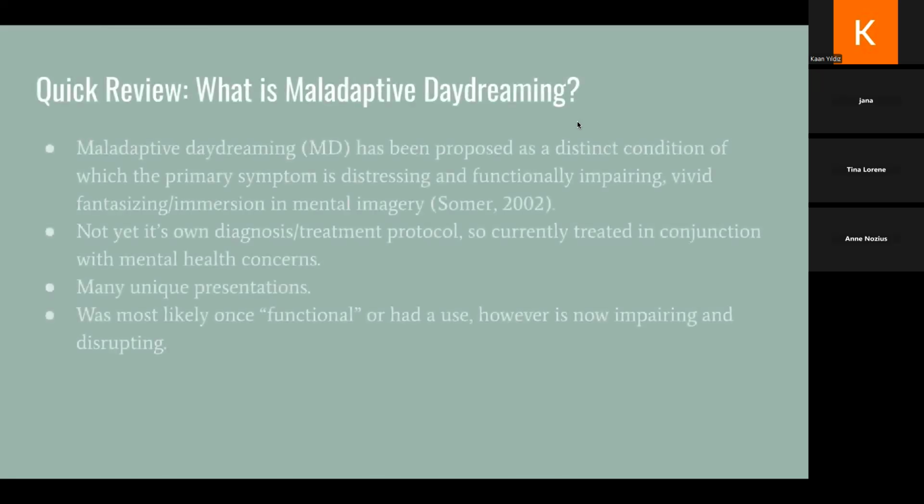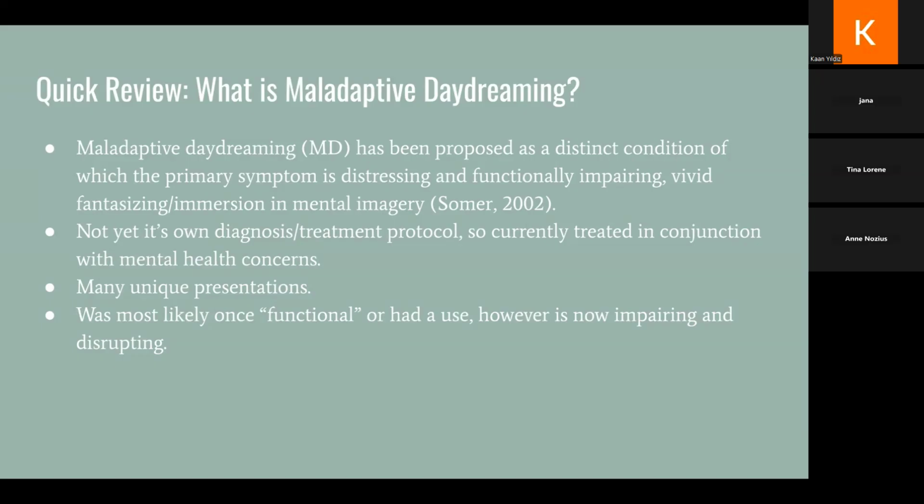Okay, quick review. What is maladaptive daydreaming? So, like we were talking before, this was coined by Dr. Somer. I did quote him here. It's been proposed as a distinct condition where the primary symptom is distressing and functionally impairing fantasizing, immersion in mental imagery. Right now, it's not its own diagnosis or specific treatment protocol.